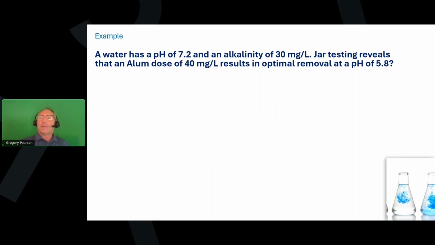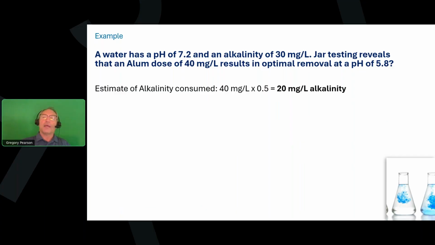So this shows you how alum works, but it also reveals some of the problems with alum, why you might not use alum. I'm going to give you an example of estimating the amount of alkalinity that would be required in a typical scenario here. We have a water with a pH of 7.2 and a kind of low alkalinity, 30 milligrams per liter. And we do some testing, and we realize that the best dose is about 40 milligrams per liter of alum, and the optimal pH is 5.8. So if we take that 40 milligrams per liter of alum and multiply it by 0.5, we can estimate the milligrams per liter of alkalinity that will be used up. So 40 times 0.5 is 20 milligrams per liter of alkalinity.